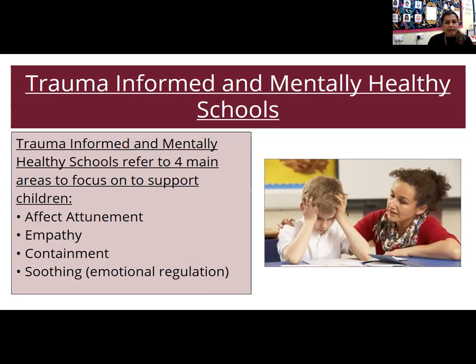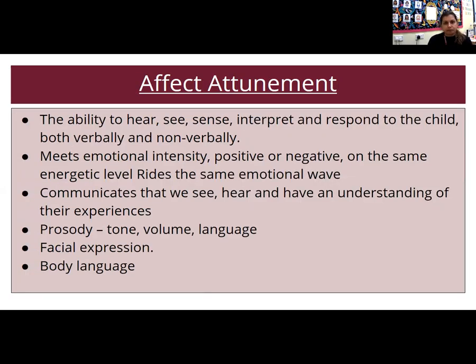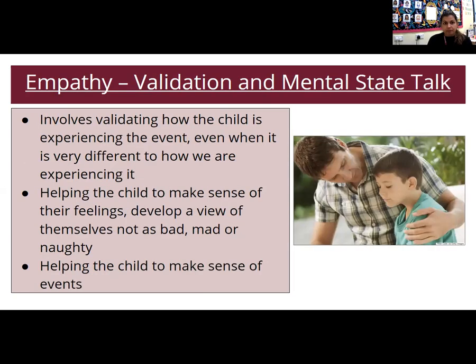So they talk about 4 main areas. They talk about affect attunement, empathy, containment, and soothing, the emotional regulation. And emotion coaching fits very closely with these as well. I'm not going to read all of this, but just so that you get an idea of what affect attunement is. So affect attunement is about meeting someone in their space, meeting them and riding the same emotional wave that they are riding as well. And saying to them that I hear you, I see you, I'm holding this space for you.